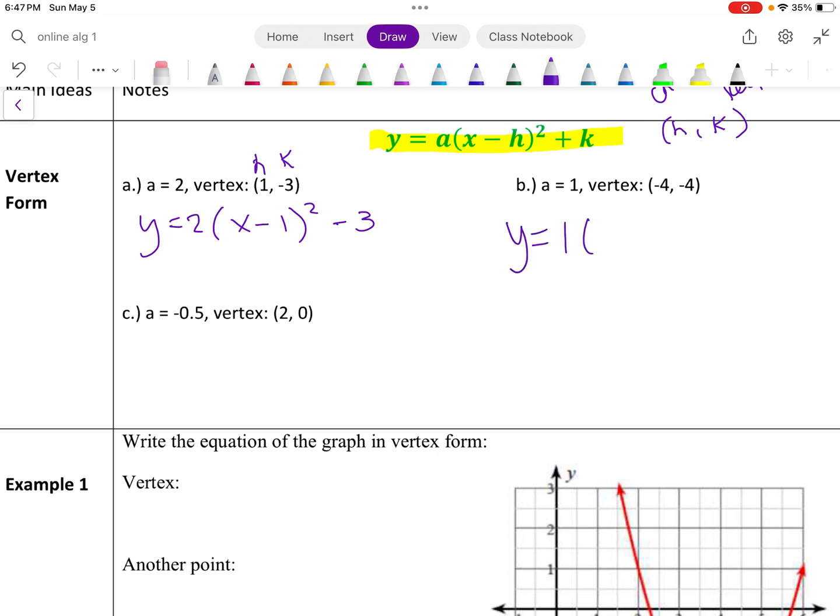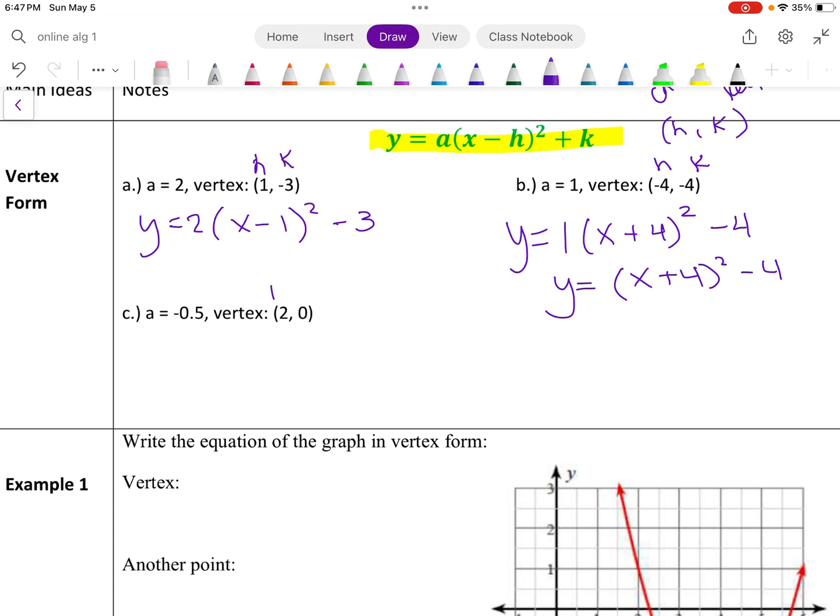Well, B, a equals 1, and then h is negative 4 and k is negative 4. Well, since h is negative 4, I'm going to end up adding 4 because I changed the sign, and then I subtract 4. I don't actually have to have the 1 there. This is the same as y equals the quantity of x plus 4 squared minus 4.